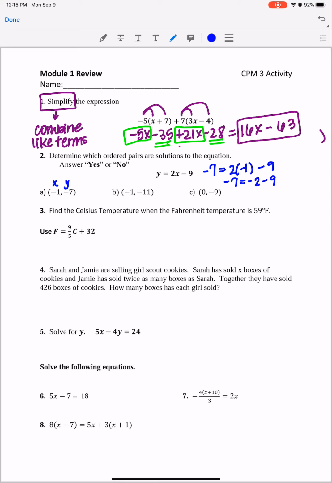Bring down your minus 9. So we've got negative 7 equals negative 2 minus 9, which gives me negative 11. Those are not equal. So this first one here is a no. I'm going to have to back this up because I'm not going to have room. So pause this video if you need to copy that down.